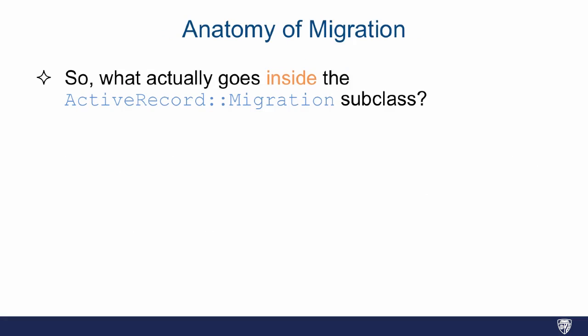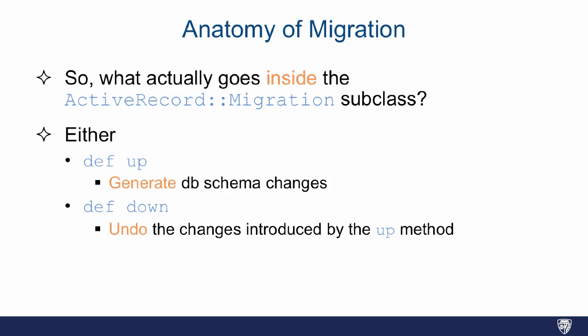So what actually goes inside the Active Record migration subclass, which is your migration code? Well, you could either have the up and down methods, in which in the up method you generate the schema changes.